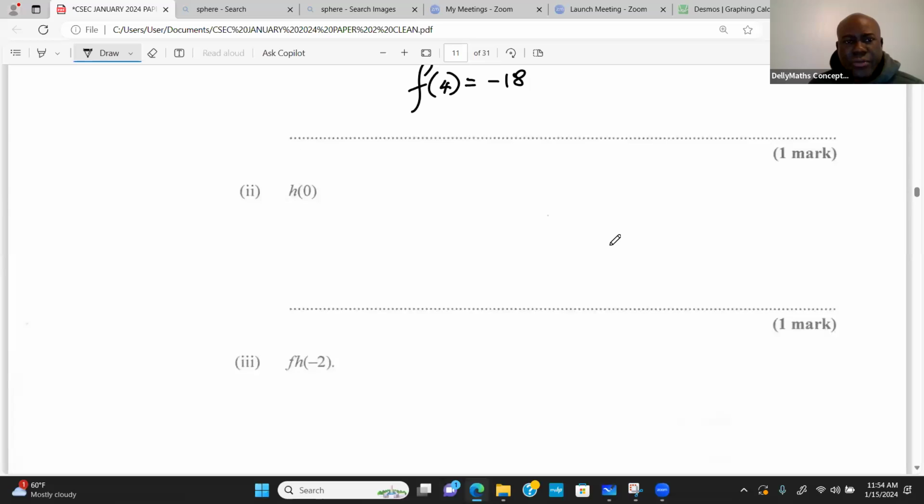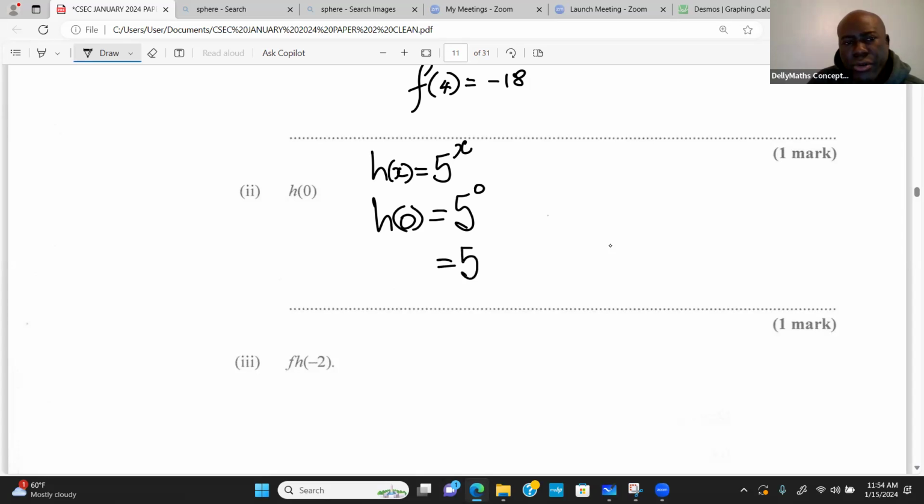The next one is h of 0. So I'm going to write h of x, which is 5 raised to the x. So h of 0 is 5 raised to the 0. And based on the zero exponent rule, anything raised to the 0 is 1. See, I'm writing back 5 by error. Anything raised to the 0 is 1.